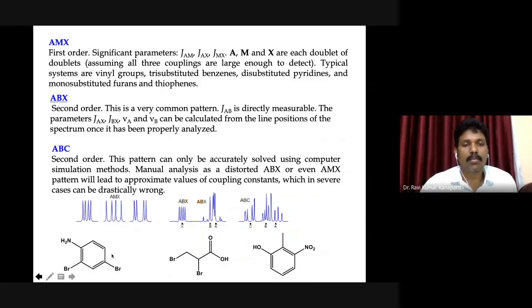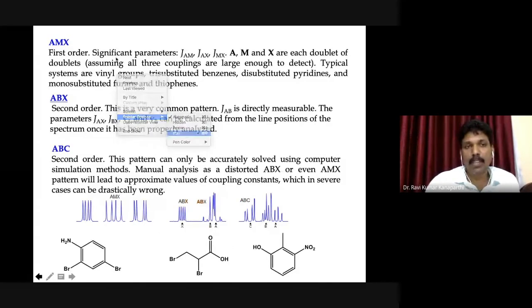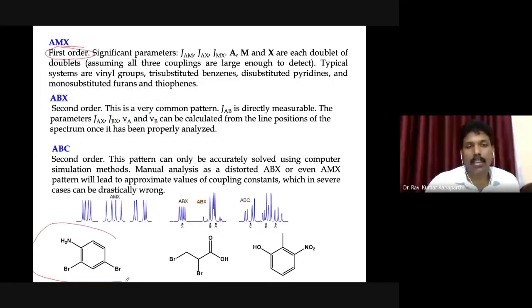This AMX system will have reasonably separated spectral features. Therefore, it will be a first order spectrum. When you monitor the AMX system NMR spectrum, it will be a first order spectrum. Whereas the ABX and the ABC will be a second order spectrum, and their typical nature is shown here.